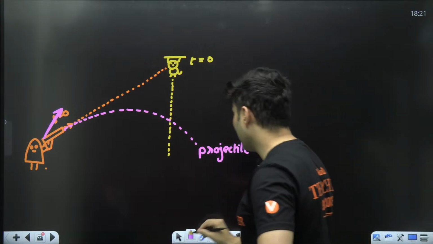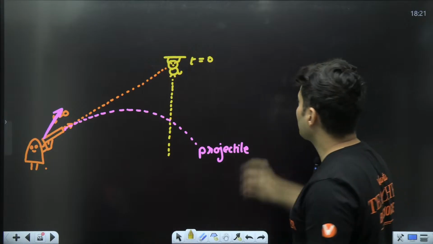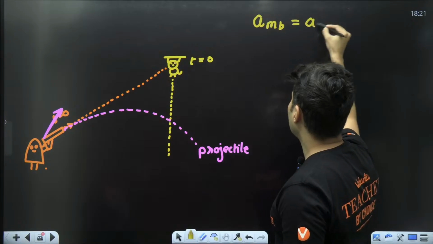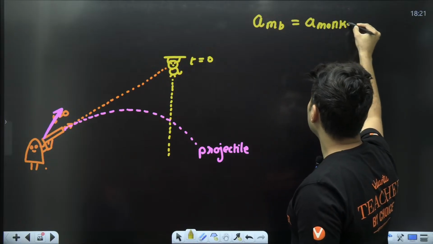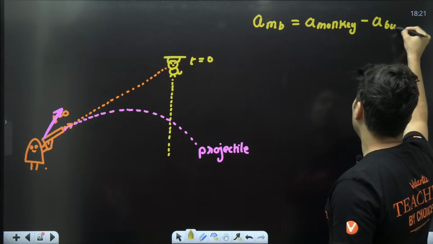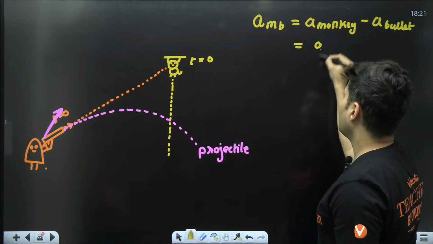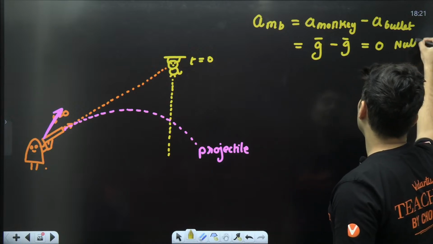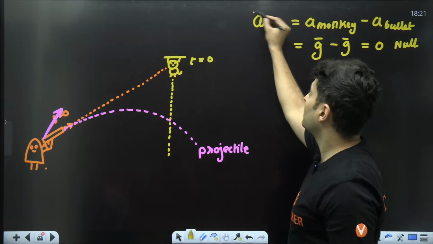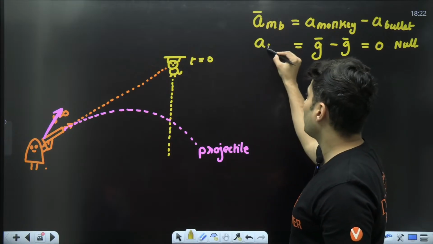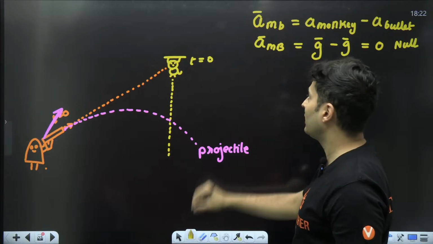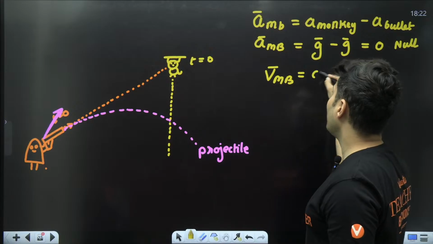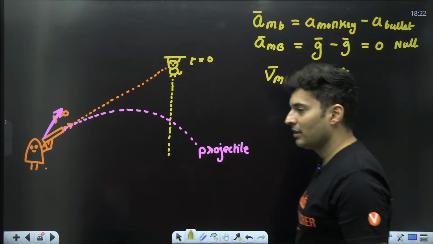Now, tell me one thing, guys. If you ask me what is the acceleration of the monkey with respect to the bullet, the answer will be, sir, it is g bar minus g bar, which is basically 0. It is basically a null vector. So there is no relative acceleration between the monkey and the bullet. Sir, then the velocity of the monkey with respect to the bullet will be a constant.